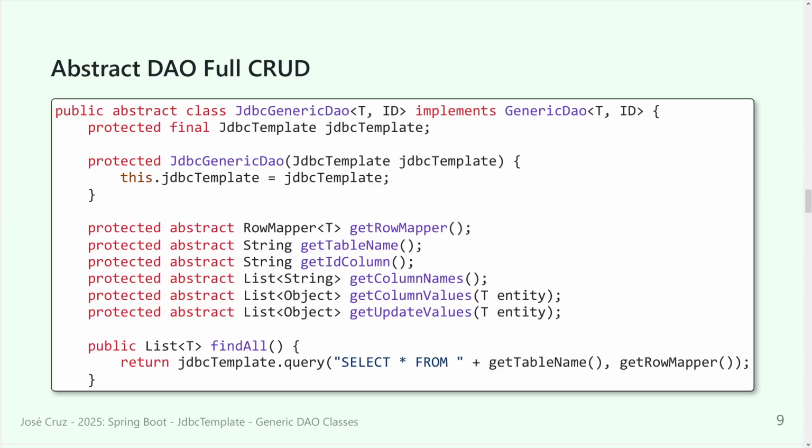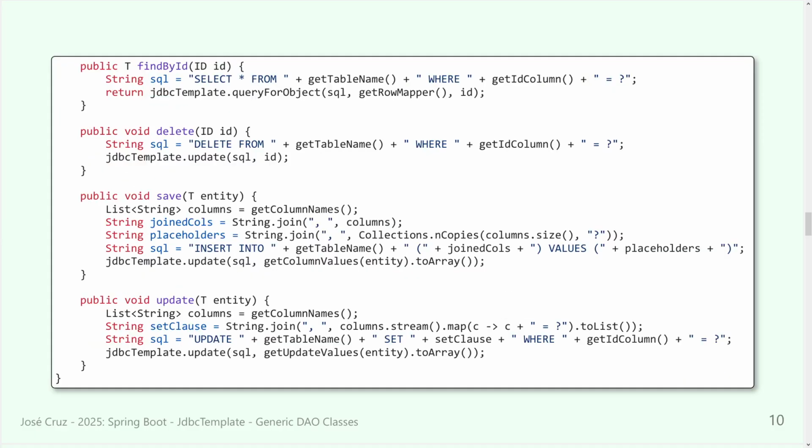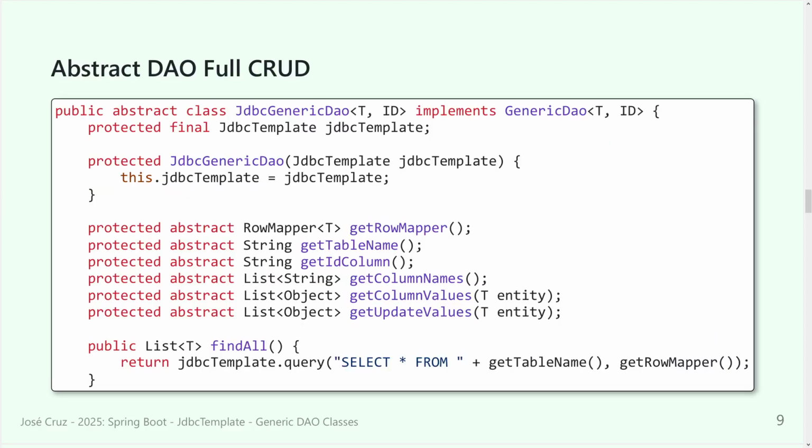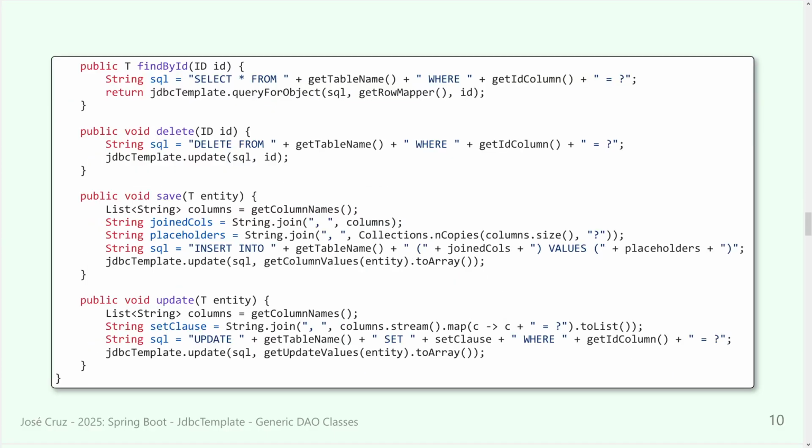All of these should be implemented in our class. So let's see now find by ID. It's the same concept, but you can see here why we need the get ID column, because of the where. And this is the parameter. And then we just perform JdbcTemplate query for object, the SQL, the RowMapper that we need, and the ID. You can see we are always calling this method because it will be overridden in our implementation, for instance, user DAO, customer DAO. We'll see in a moment an implementation.